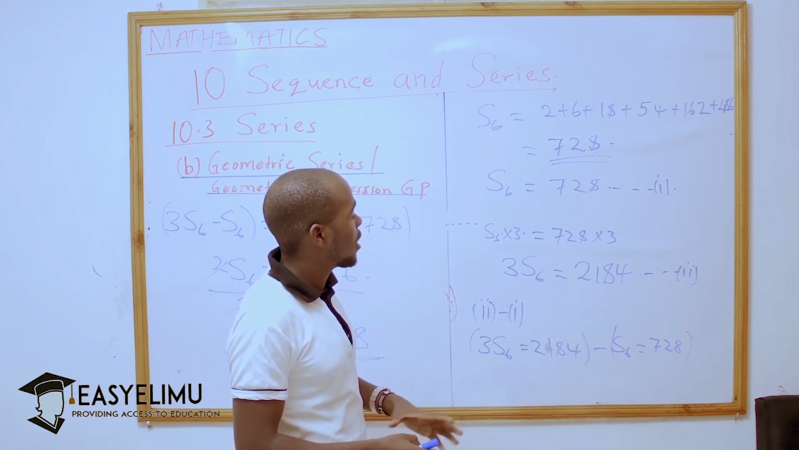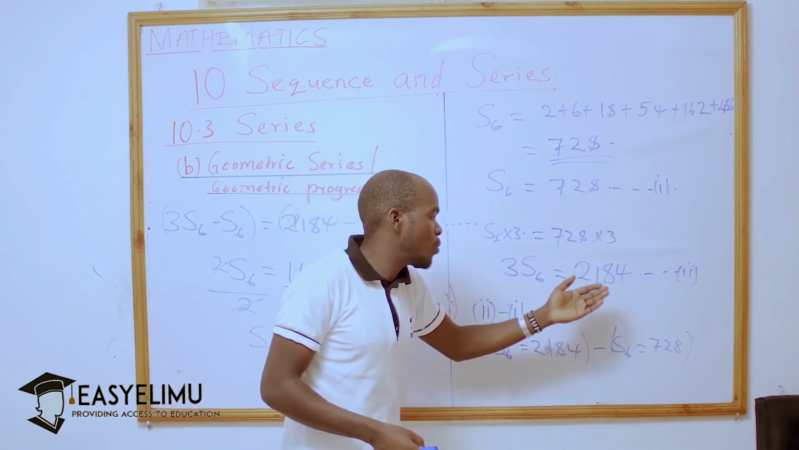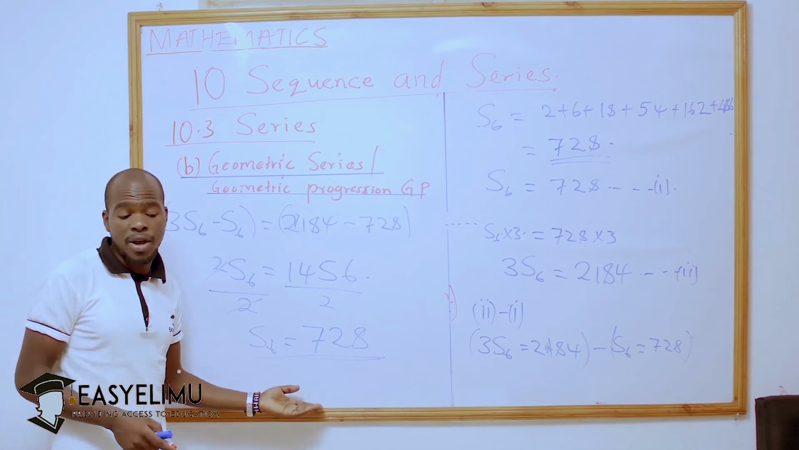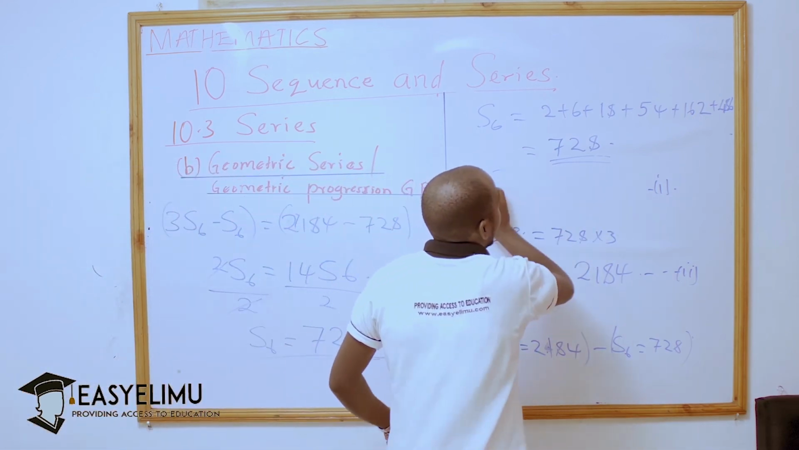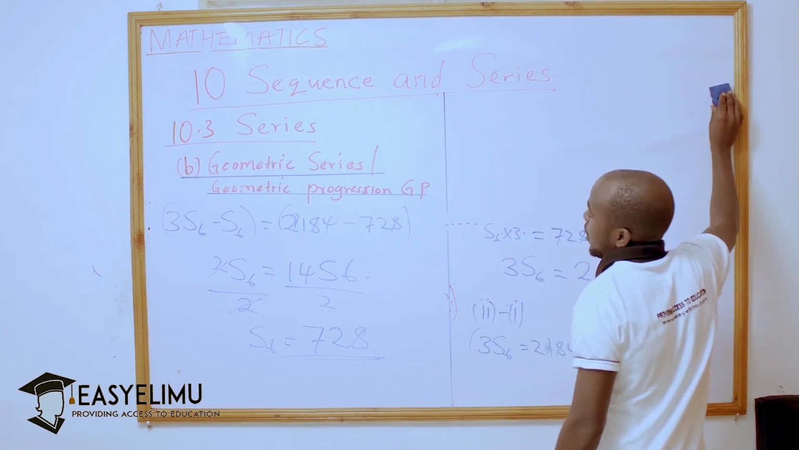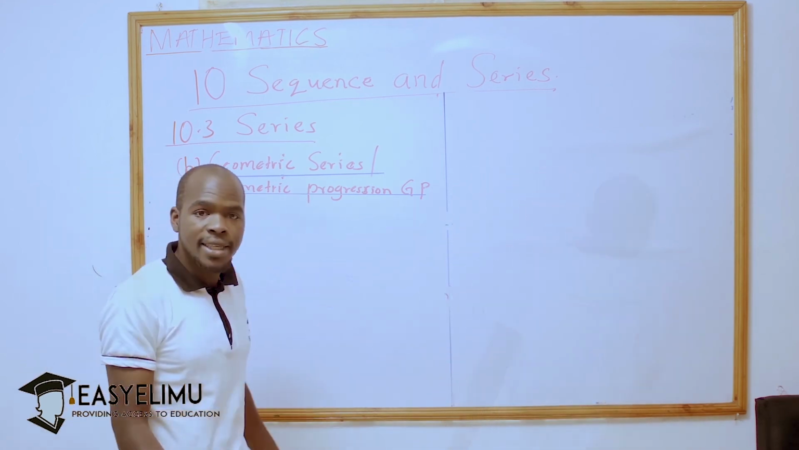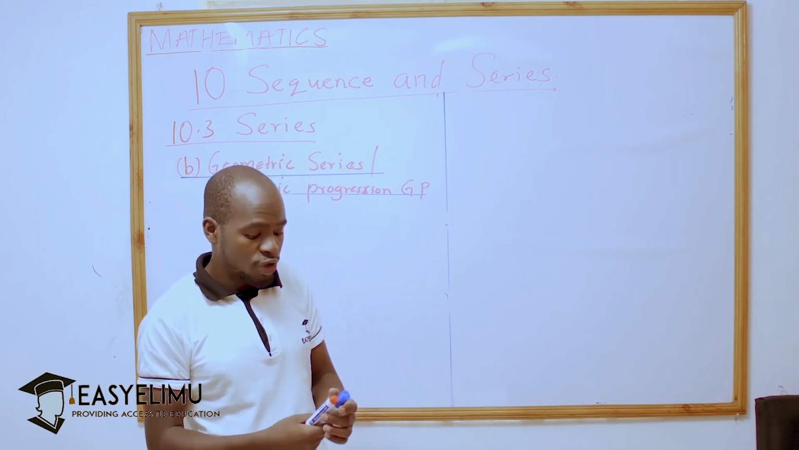And we have found that it is S6. Then we subtract equation 1 from 2, whereby we end up with that, and we have found it's still the same answer. So we want to do the general way and see how we can find the general formula for finding geometric progression. Let's see how we can find the general method of finding geometric progression.